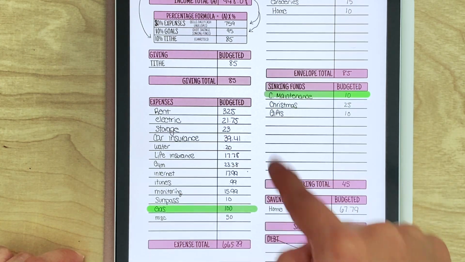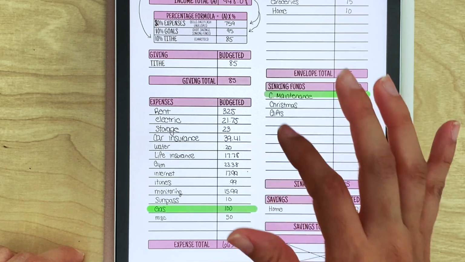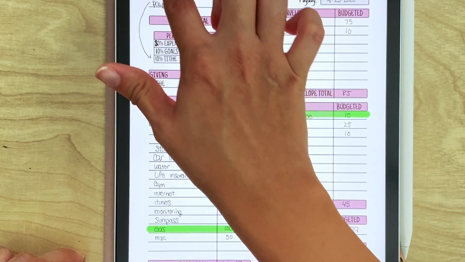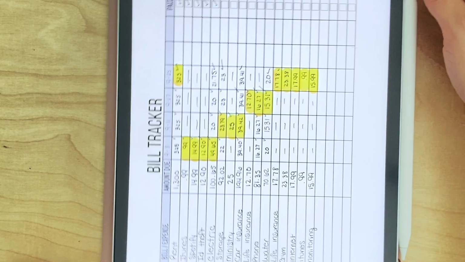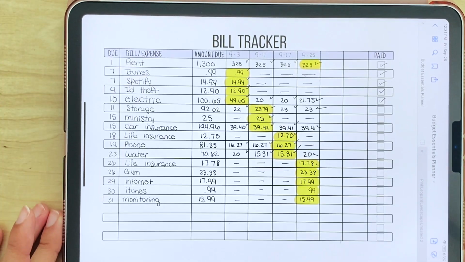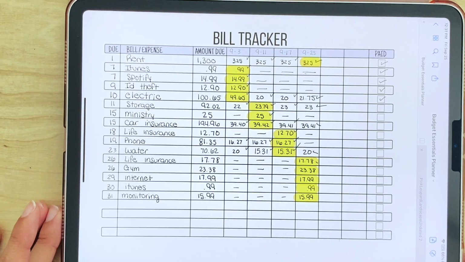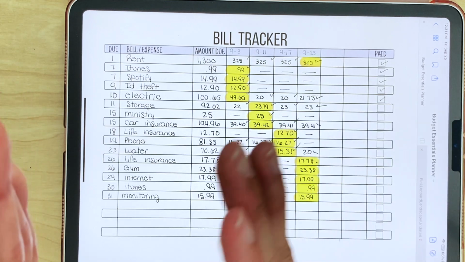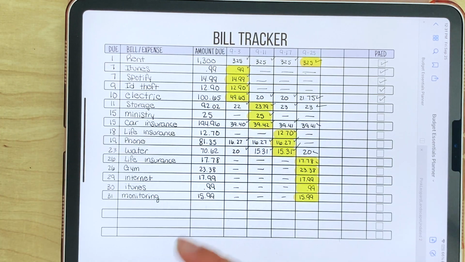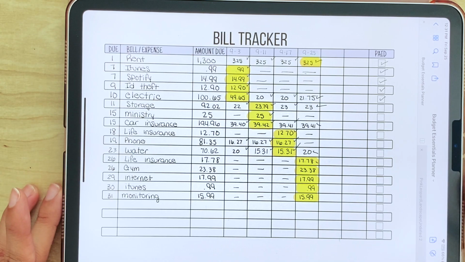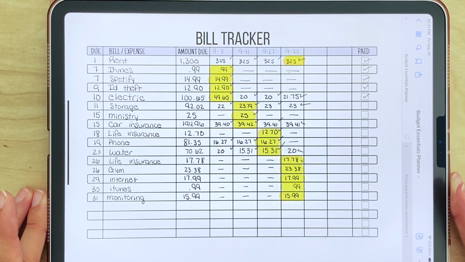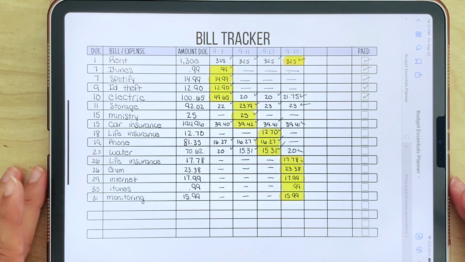So what I like to do is break down our expenses, and let me show you the worksheet using a bill tracker. This is the bill tracker that I use when it comes to breaking down our expenses, allowing it to be in bite-sized pieces. Because when you have your bills that come out and you have to pay it all at once, or you have to split the payment.